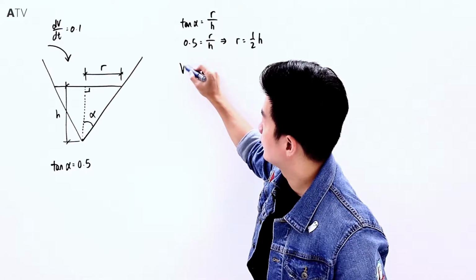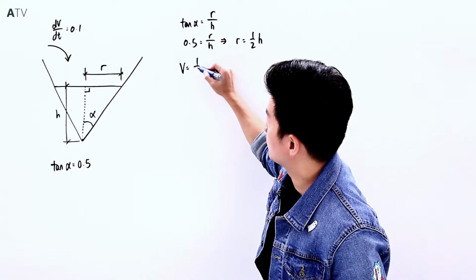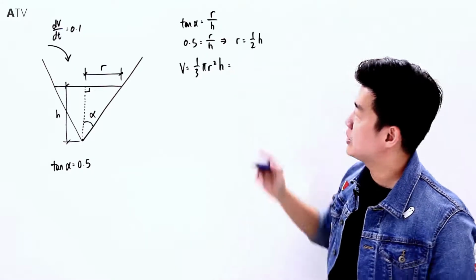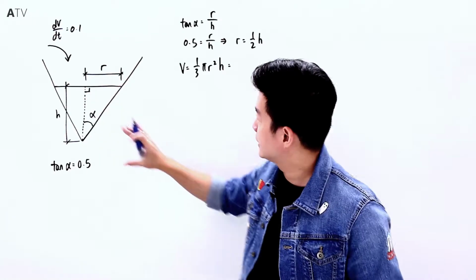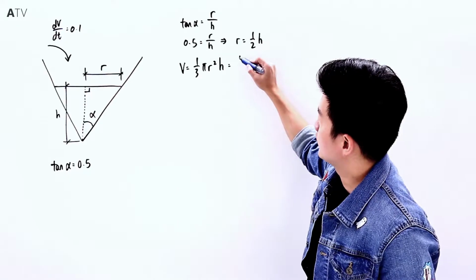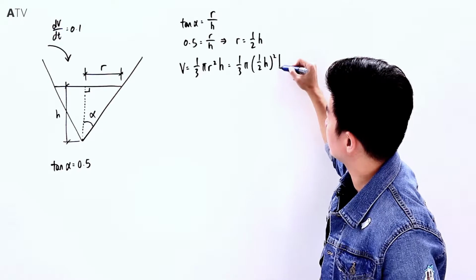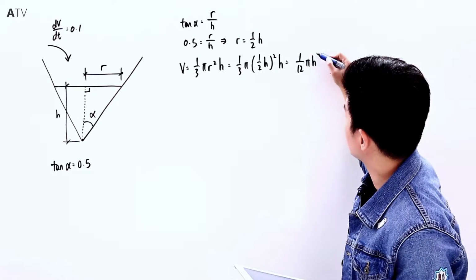As for the volume, this is a cone, and according to the question, the equation of the cone is 1/3 pi r squared h. This will allow me to re-express the volume purely in terms of the depth of the water. So it will be 1/3 pi, replacing r with half h, squared, times h. So the volume is going to be equal to 1/12 pi h to the power of 3.